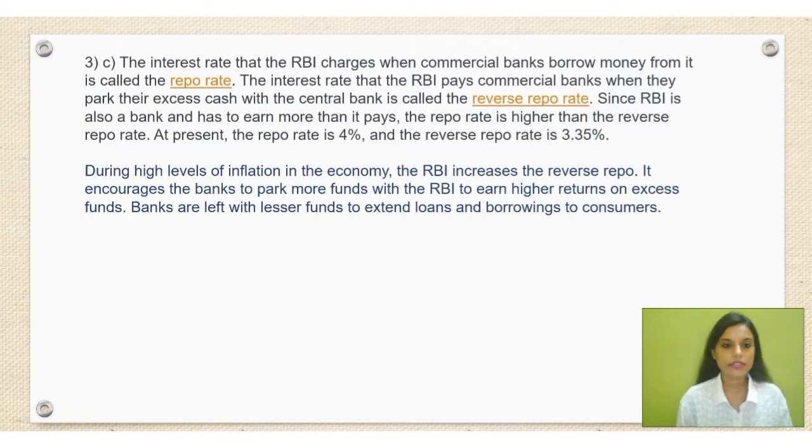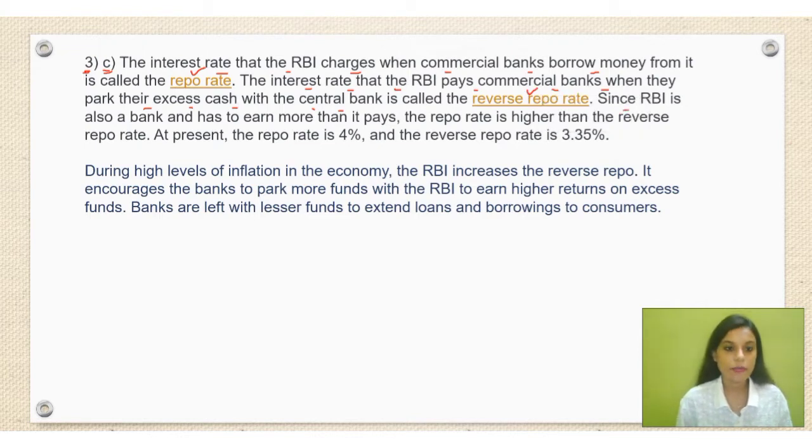Okay, first we are going to talk about the repo rate. As we have already discussed, that is number 3C, we are starting. The interest rate that the RBI charges when commercial banks borrow money from it is called the repo rate. The interest rate that the RBI pays the commercial banks when they park their excess cash with the central bank is called the reverse repo rate. So talk about these two things first.